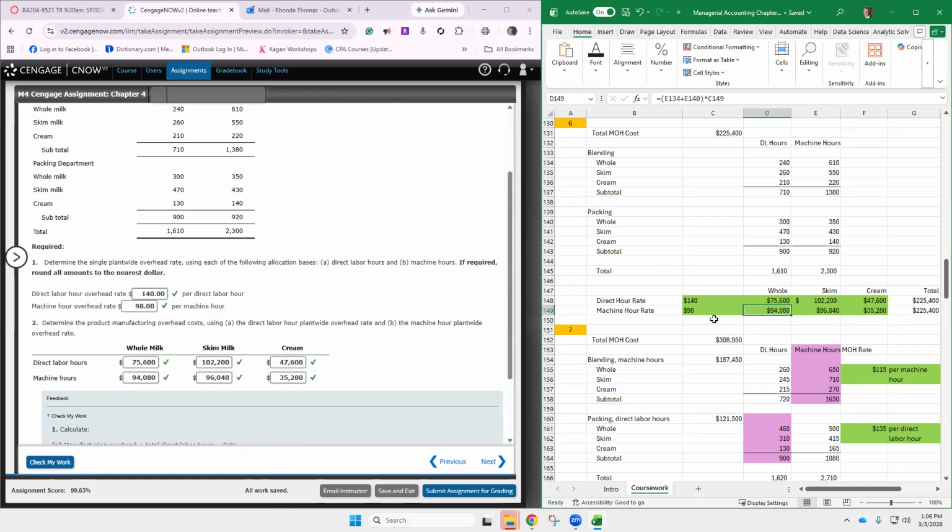So now we're going to do it based on machine hours. We take the 2 machine hour amounts for whole milk, 610 and 350, times the $98 rate. So this is the rate that we found. Okay, so this is a rate per hour, and it just depends on which one you're looking at.